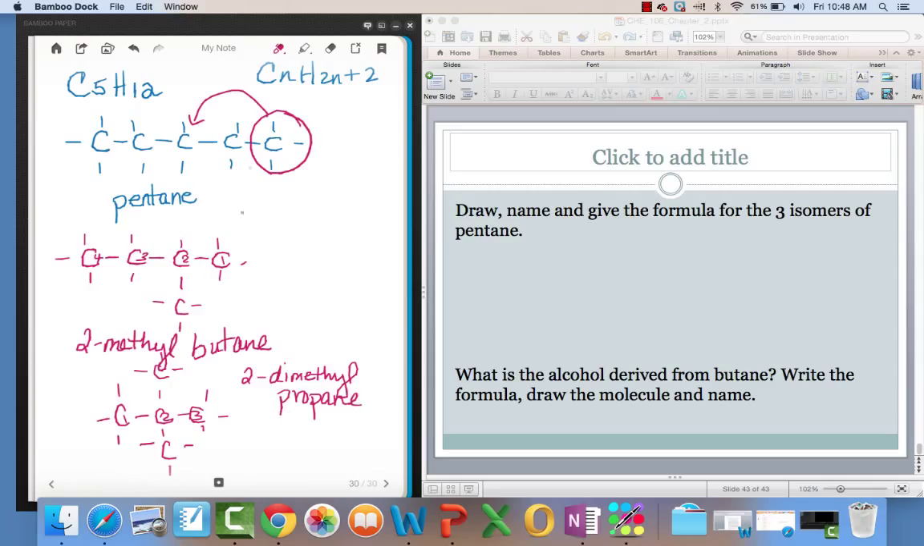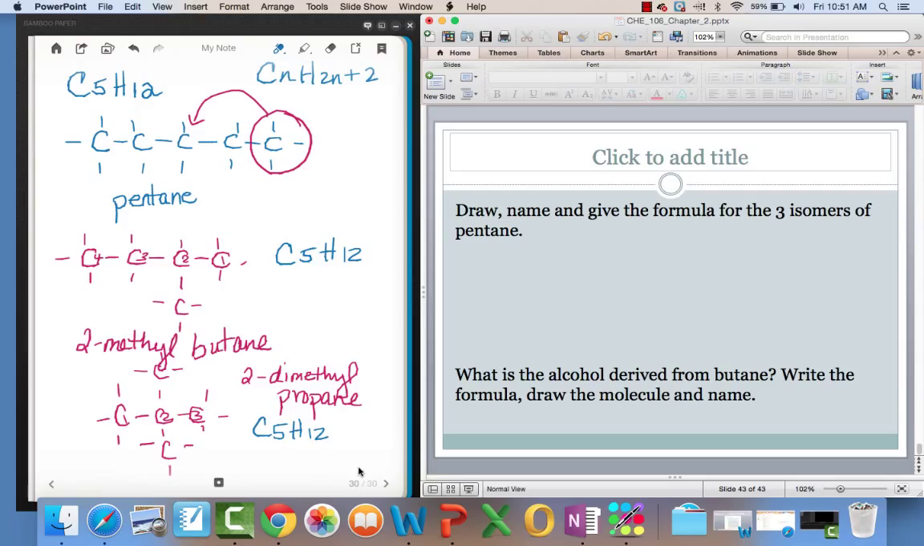In each of these, my formula is C5H12. 1, 2, 3, 4, 5, 2, 4, 6, 8, 10, 12. And same here, C5H12. So you can clearly see that the molecular formula is the same, but their structures are very different, which means that they have different physical and chemical properties.